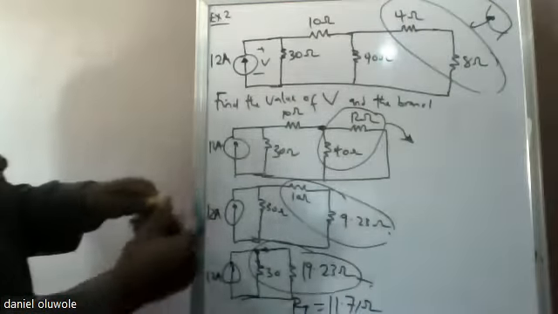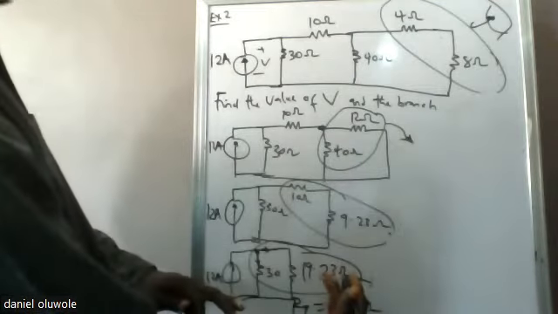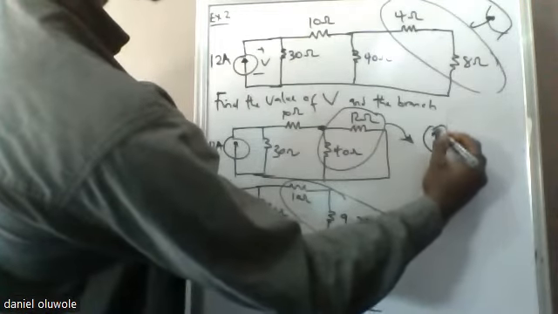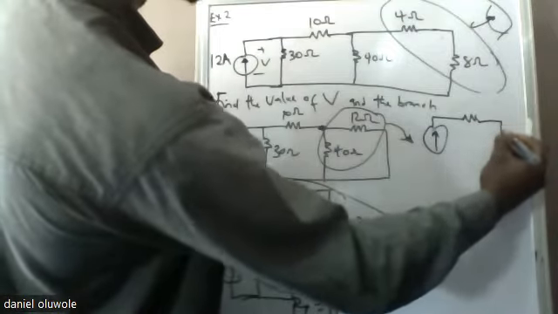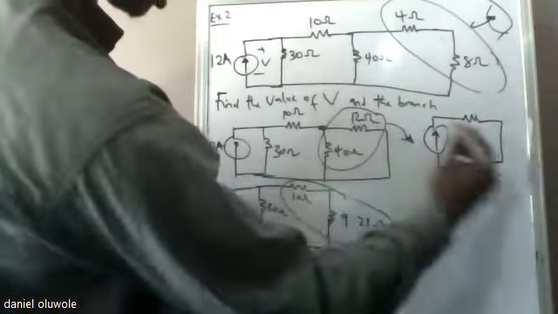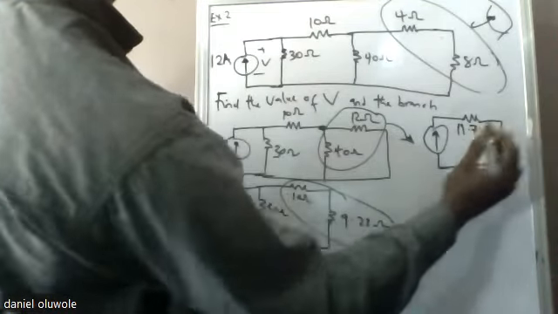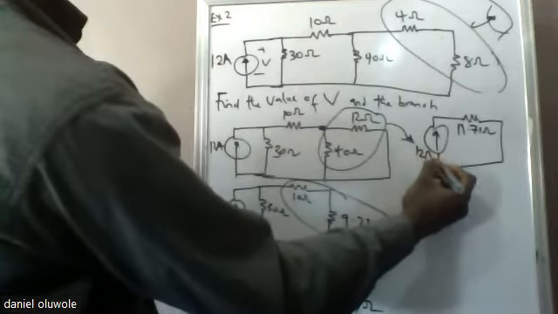So at this point, this is what we have. Invariably, the last circuit we've gotten from all our solution is just a circuit that has one resistor, which is the total resistance of this whole circuit, and that is 11.71 ohm. And this is 12 amps.